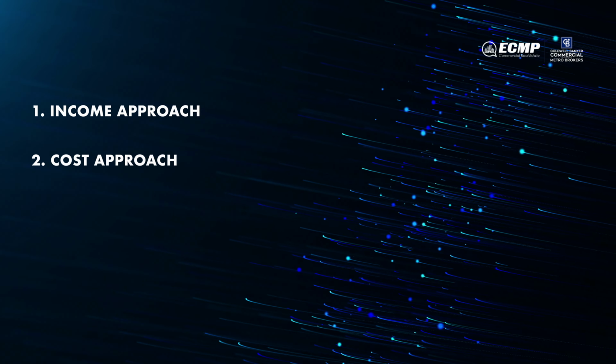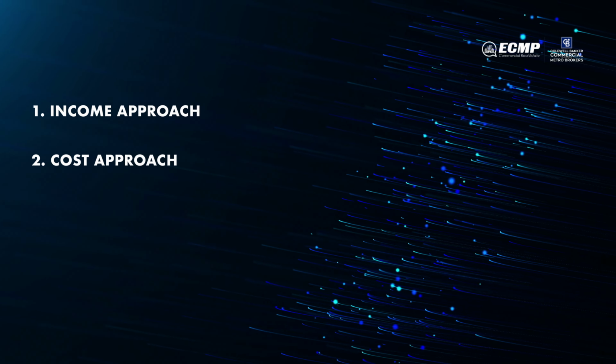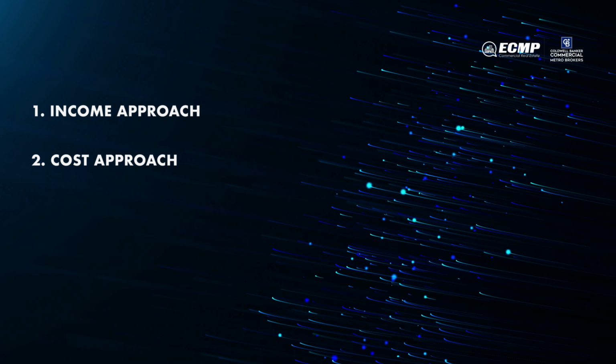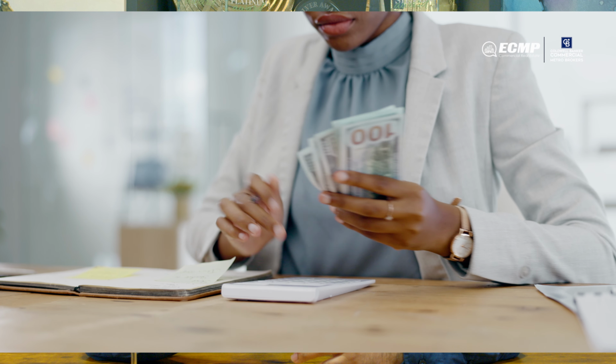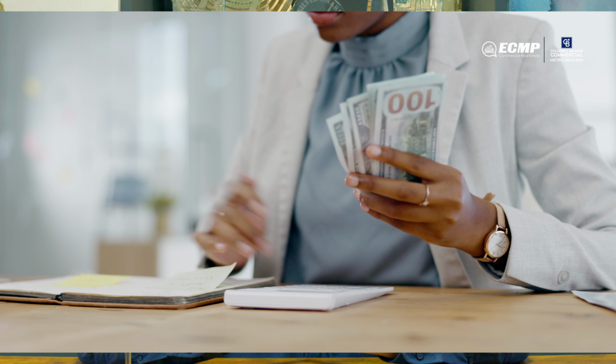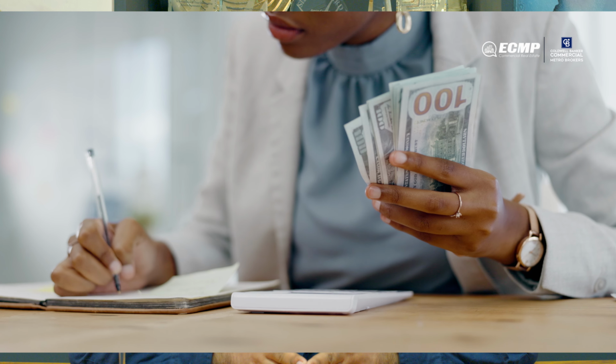Number 1, income approach. This method evaluates the property's worth based on income it generates, similar to how a hit song earns through streams and sales. Number 2, cost approach. Here, the value is based on the cost of constructing a replica of the property, considering depreciation. Think of it as estimating what it would cost to produce another chart-topping album.